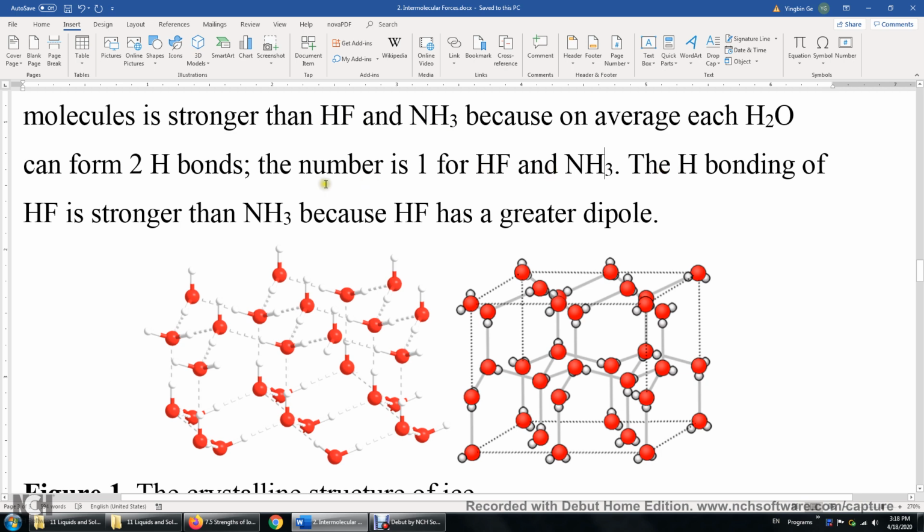Now let's compare ammonia and hydrogen fluoride. The hydrogen bonding of HF is stronger than ammonia only because HF has a greater dipole. There's more positive charge on the hydrogen and a more negative charge on the fluorine.